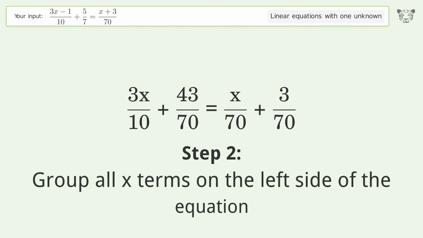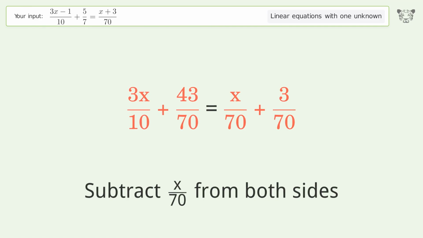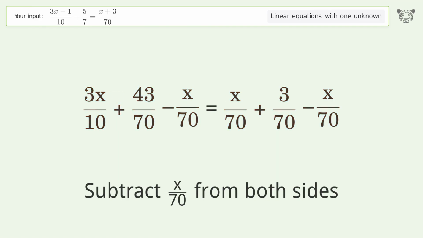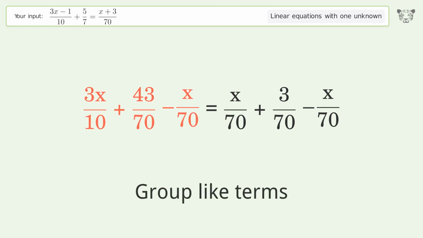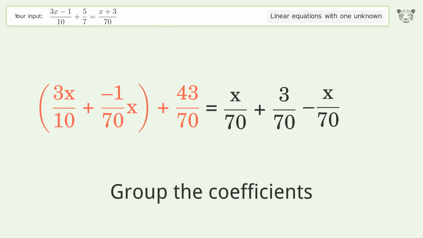Group all x terms on the left side of the equation. Subtract 10/70 from both sides. Group like terms. Group the coefficients.